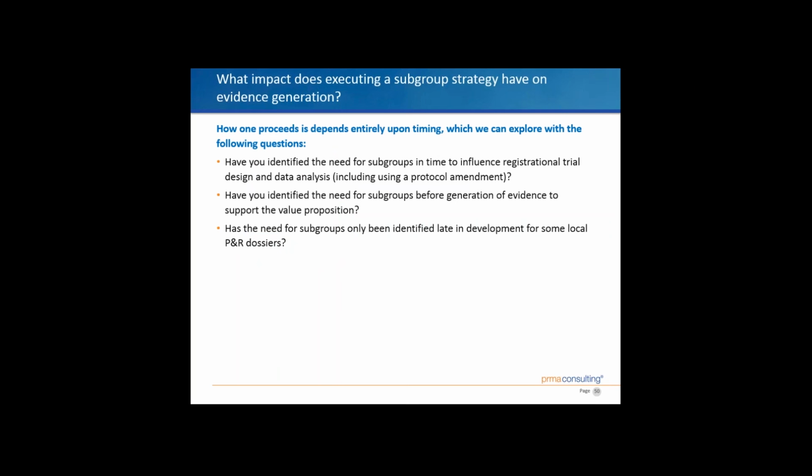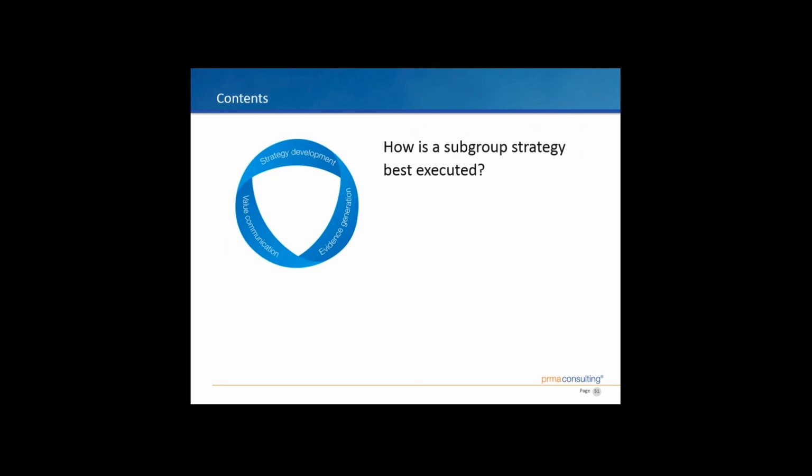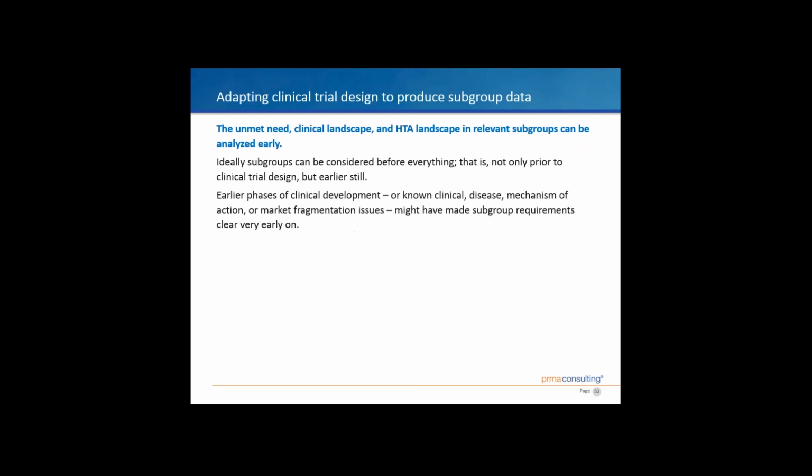Have you identified the need for subgroups in time to influence trial design? Have you identified the need for subgroups in time to influence the rest of the evidence generation that's going to take place? Have you identified the need for subgroups only relatively late in development, before the reimbursement dossiers go in? And in this case, there's going to be some prospective and some retrospective reanalysis of some data. And this sets up some of the execution.